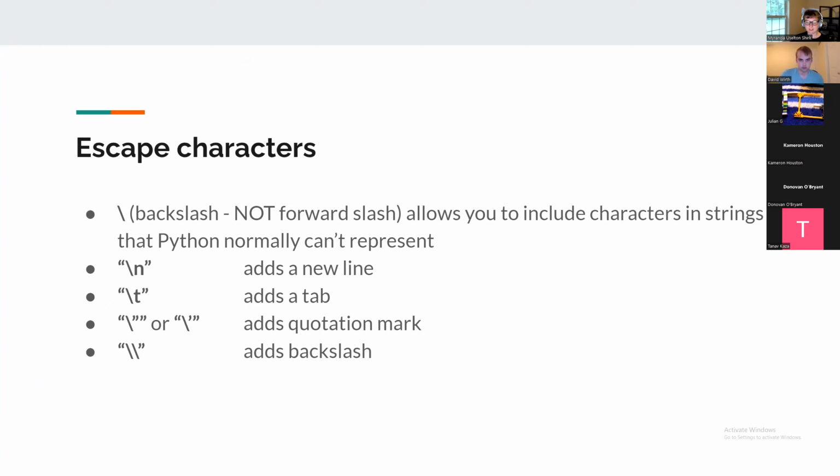It's called the backslash. It allows you to include characters in strings that Python normally can't represent. So a new line, you can't really represent by pressing enter, because then you're just pressing enter in Python. But you can do that with \n. So this is in quotes as if it's a string, and you do \n. That means new line. If you print one word, then \n, and then another word, it'll put those 2 words on different lines.